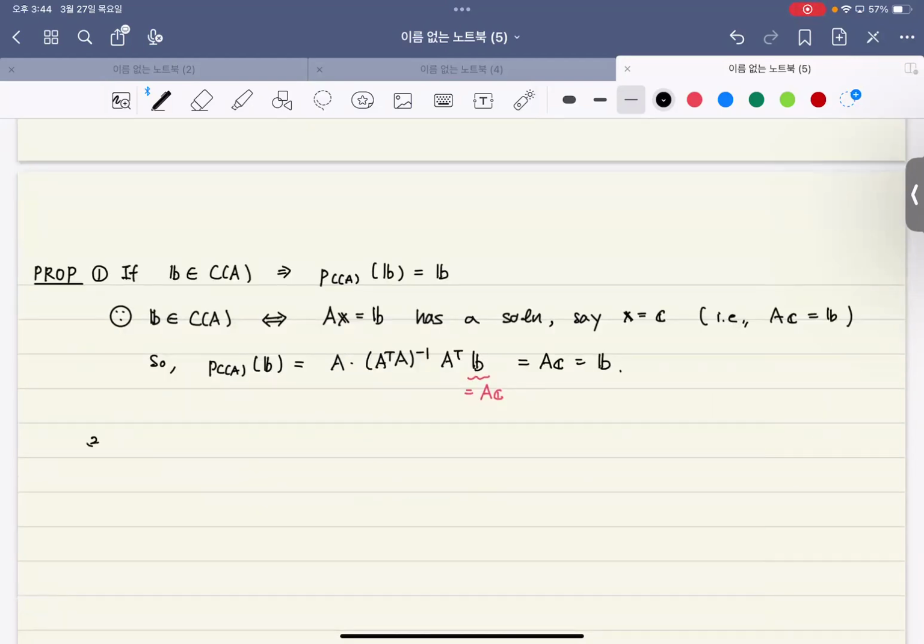Question number 2. Suppose that my B is in the orthogonal complement of the column space. What do you think will happen if you plug this vector into the projection? Zero, right? Because if this is my column space and my vector is exactly perpendicular to it, then even if you project it, all you get is just the zero vector.